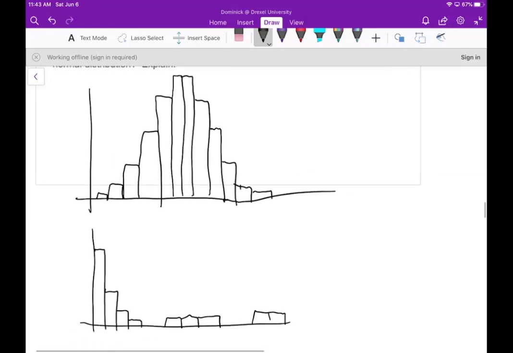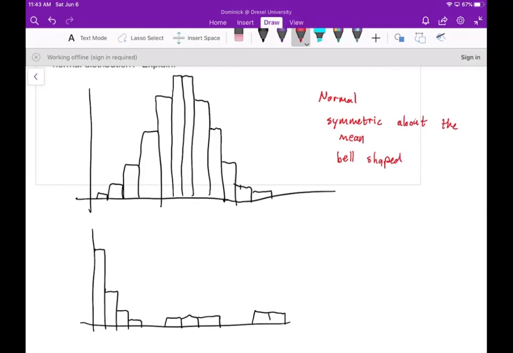And of course, by looking at these two, you can see that this one is normal, right? Why is it normal? Well, it's symmetric about the mean. It's bell-shaped. And if you wanted to, you could characterize it by its standard deviation.